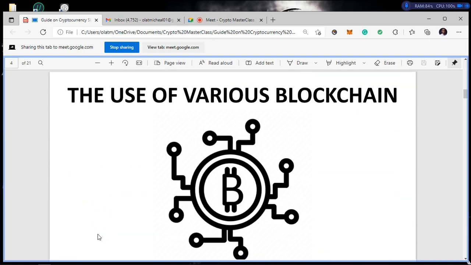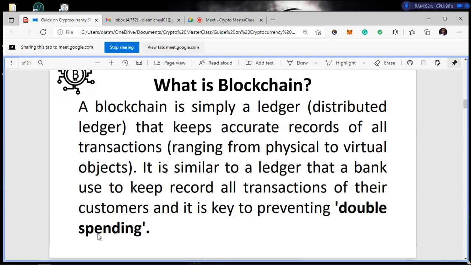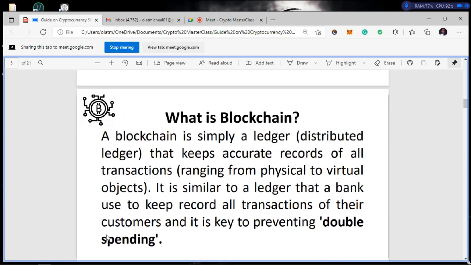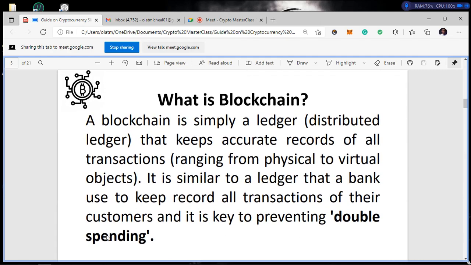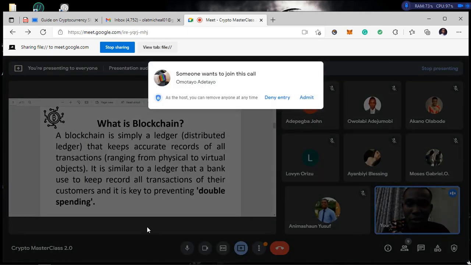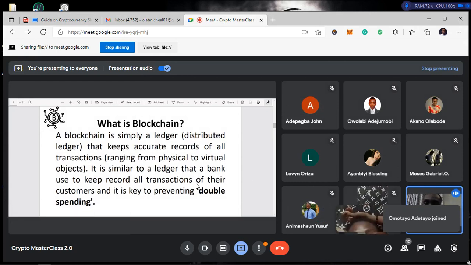So our topic for today is the use of various blockchain. Right. So now what is blockchain? So we already know the definition of blockchain because we treated this when we introduced the class. A blockchain is simply a ledger, a distributed ledger that keeps accurate record of all transactions. So your blockchain helps you keep track of your transactions. Each transaction you make is stored on a blockchain so that you can make reference to that transaction.